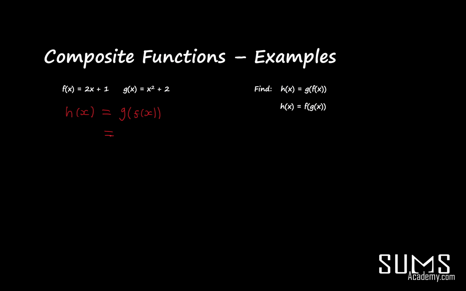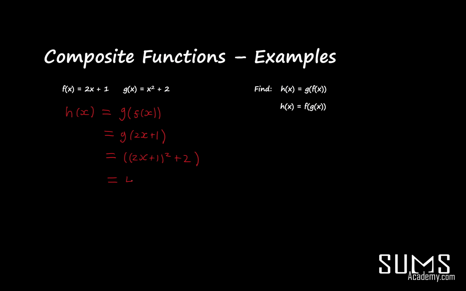Okay, so what we're going to do is every time we see an x, we're going to put in the value of f of x. So this becomes g of 2x plus 1, right? And now every time we see an x in the function g, we're going to replace it with 2x plus 1. So we're going to be left with 2x plus 1 all squared plus 2, right? So that's just a case of multiplying that out.